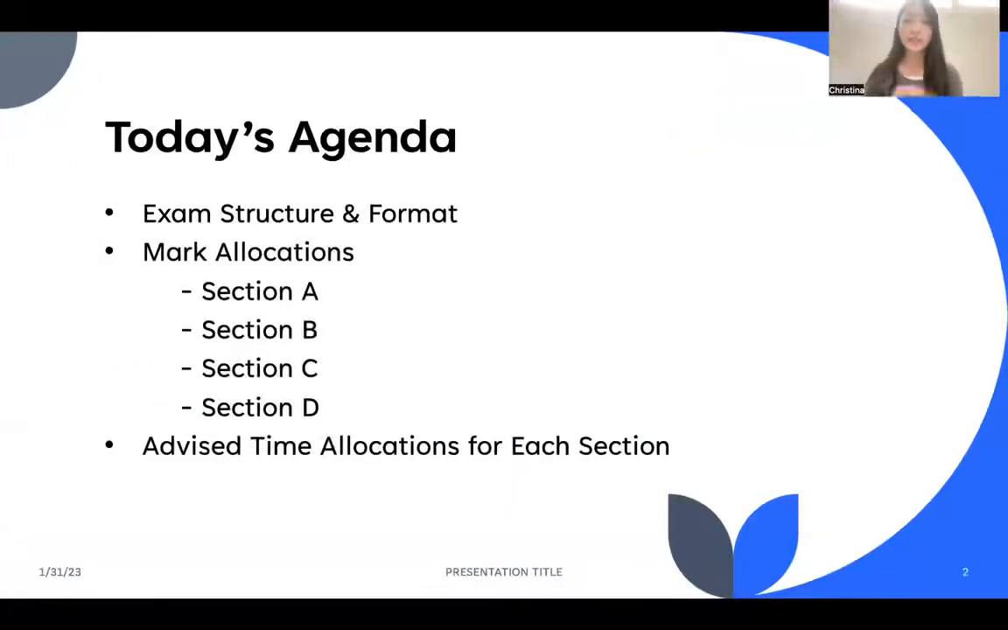Under today's agenda, the things that we're going to go over is, as I said before, the exam structure and format, the mark allocations for each section. Section A, B, C, and D. We're going to go over a little bit of the types of questions that come in those exams, the number of questions that each section requires you to answer, and the mark allocated for each section, right? And we're also going to go over a little bit about the advised time allocation for each section.